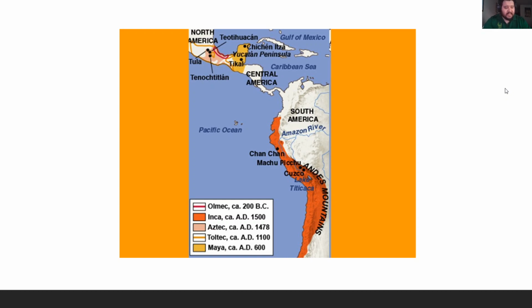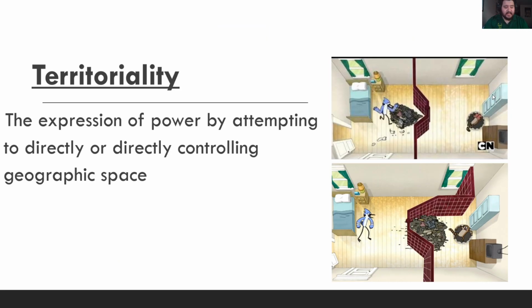Of course, we see this in South America as well, with Latin American civilizations. But all of this comes down to this idea of territoriality, this idea of trying to control or establish control or express your power through control over space, over just areas of the earth. And that's a kind of common notion.